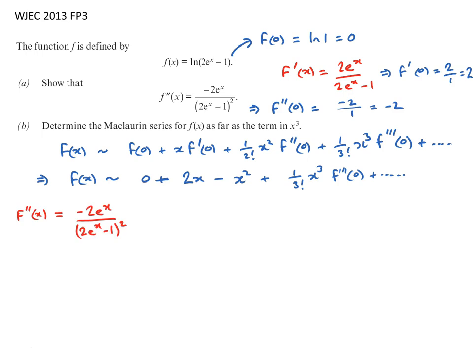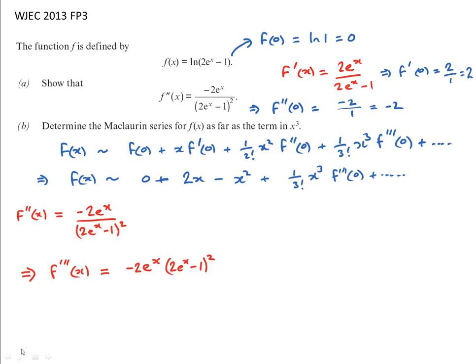So we know that the second derivative of f is minus 2e to the x divided by (2e to the x take away 1) squared. So we're going to have to use the quotient rule again. So we've got u is minus 2e to the x and v is (2e to the x take away 1) squared. So the first component of our quotient rule is going to be u dash times v. The derivative of minus 2e to the x is itself, minus 2e to the x, times by v, which is (2e to the x take away 1) squared.